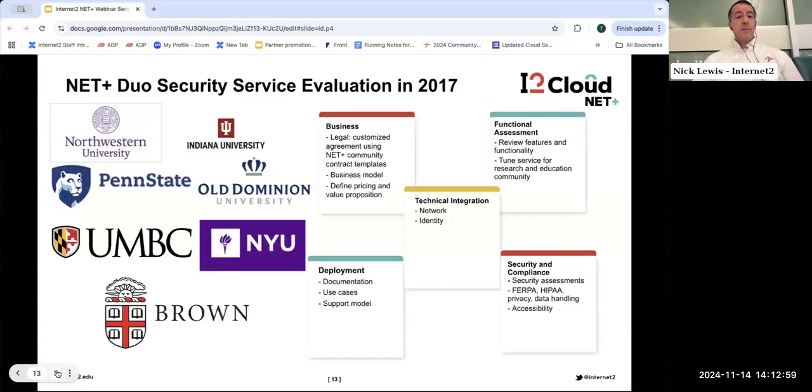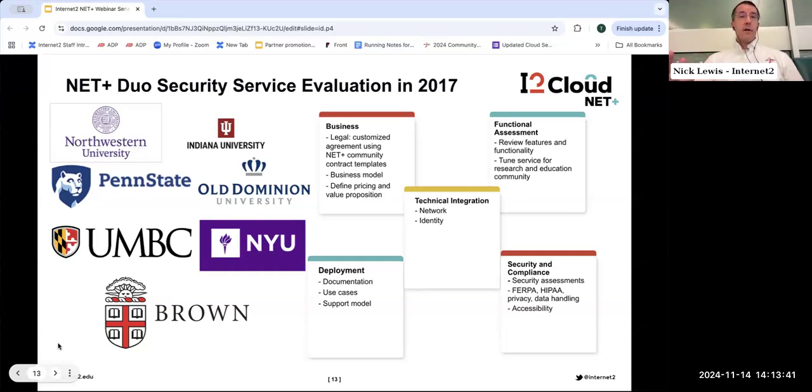So the last major update to the program was in 2017, where we went through a service evaluation where we updated the pricing, we updated the customer agreement, and we went through and did legal work. We worked on the technical integrations for each one of the NetPlus services. We go through and do a check and see, is InCommon required, given where Duo fits in the identity ecosystem for campuses? We exempted the InCommon requirement for Duo, but Duo does now support InCommon for access to the admin panel or things like that.